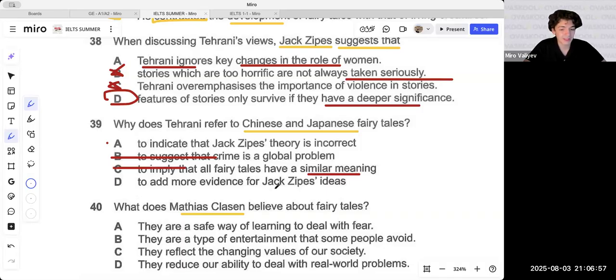And to add more evidence to Jake-Zappi's ideas. Evidence means proof, but he's not proving his ideas. He's actually rejecting ideas. He's like, no, Jack, your ideas are wrong. Do the research like I did. Study those 58 stories and then talk to me, right? So, yeah, it's not D. It's definitely A, because he said, no, man, you're wrong.